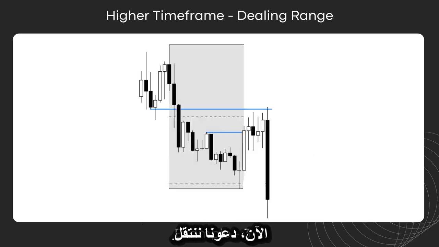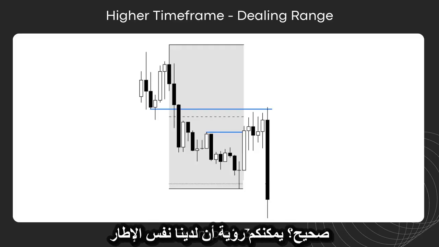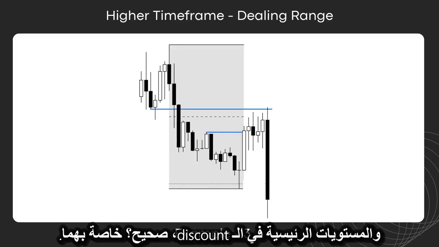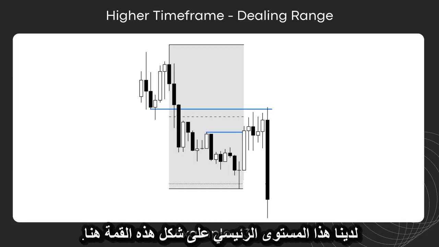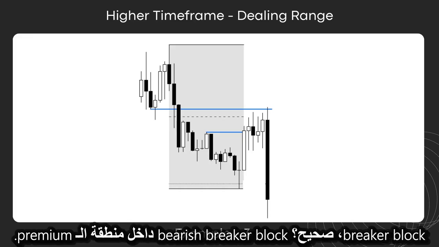Now let's move on. Here we've got another example of a bearish dealing range, right? You can see that we've got the same framework for the dealing range with premium and discount key levels of their own. Here in the discount, we've got this key level in the form of this high right here, and then in the premium, we've got this premium breaker block, a bearish breaker block inside the premium region.